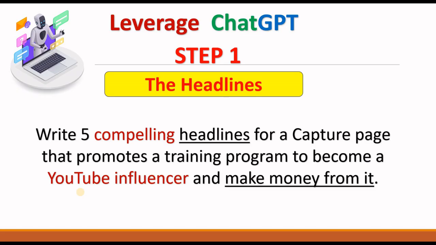First, let's create some headlines to populate our capture page. The idea here is to be very specific about what we need from ChatGPT, and in this specific case I put: write 5 compelling headlines for a capture page that promotes a training program to become a YouTube influencer and make money from it. So being specific will help ChatGPT understand exactly what we need from it and then bring us answers that are accurate and targeted.